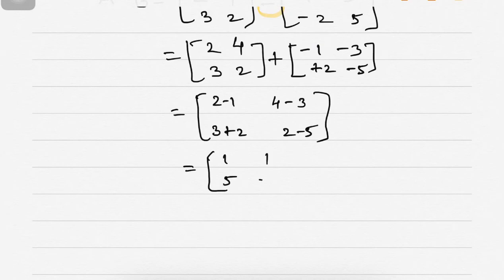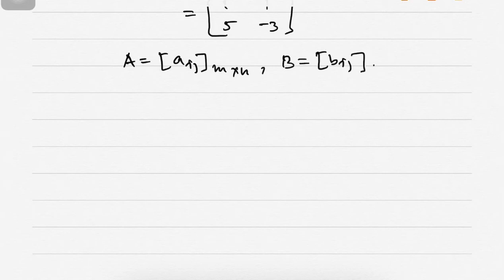This is the answer. In general, if A is Aij of m by n order and B is Bij of m by n order, then A minus B will be given as Aij minus Bij, m into n. Now we will learn some properties of addition of matrices.